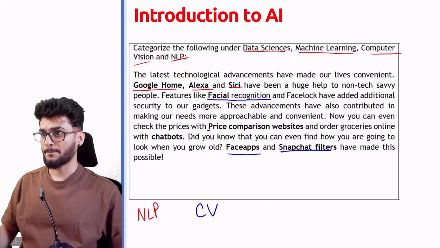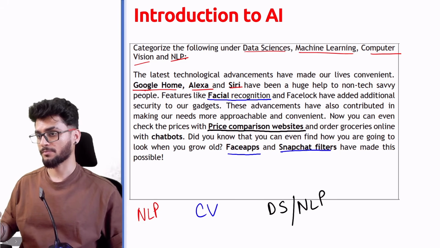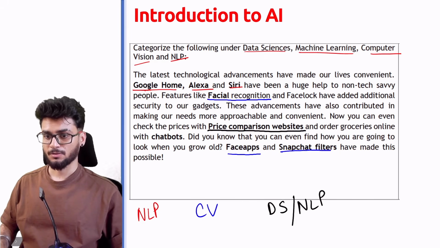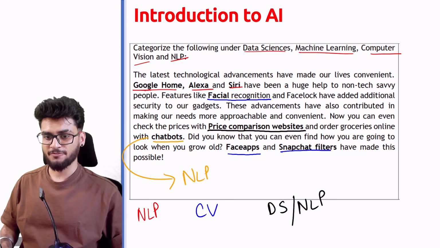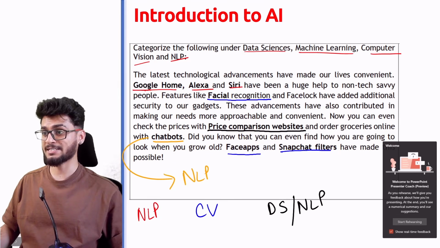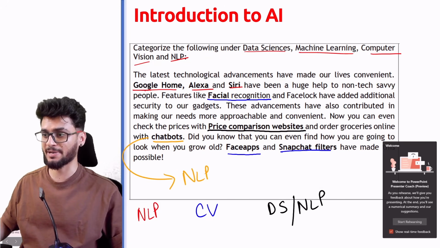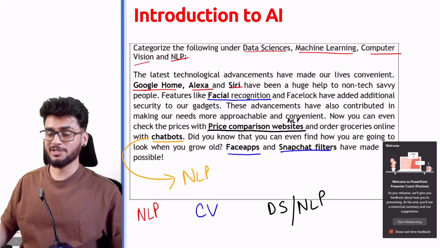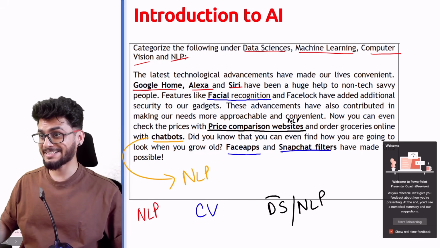And the next one is price comparison websites. Here data science can be used, but also NLP. And finally, chatbots. Chatbots are always for NLP. If you are confused about price comparison websites, you need to remember that when you are checking all the websites for price comparison, NLP is used, because you need to process some text data and then you also need to look at the prices in order to compare them. So data science can also be used in it.